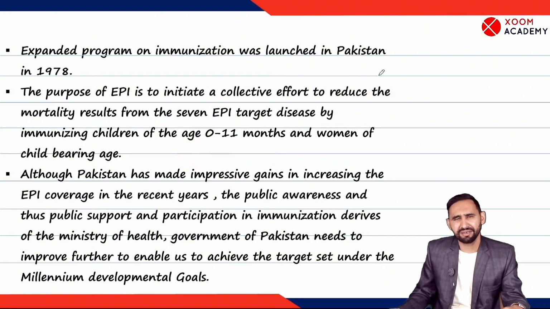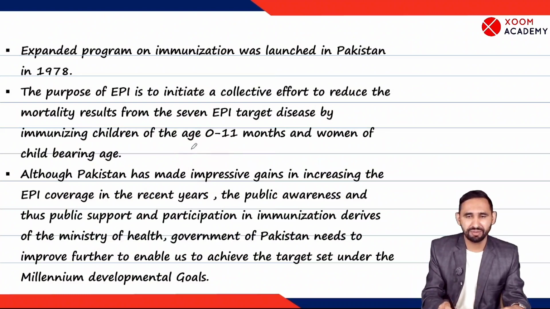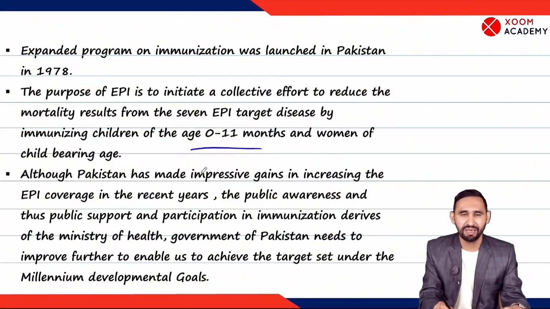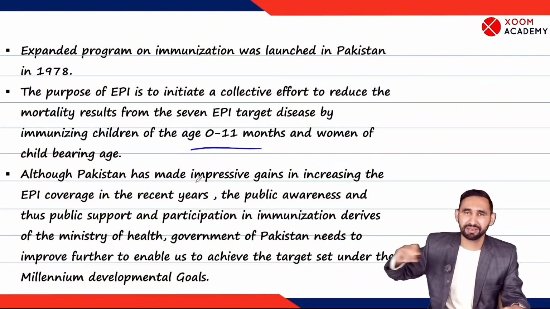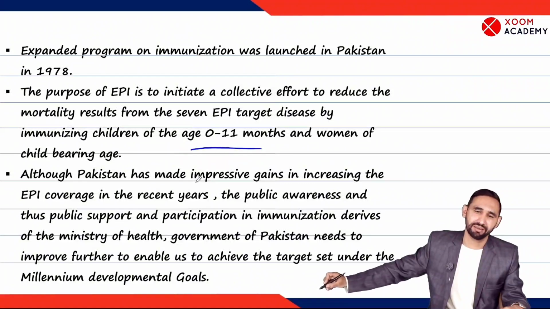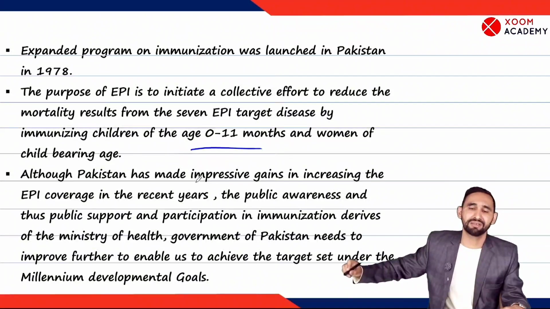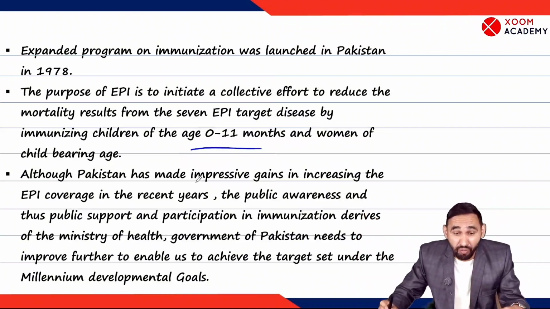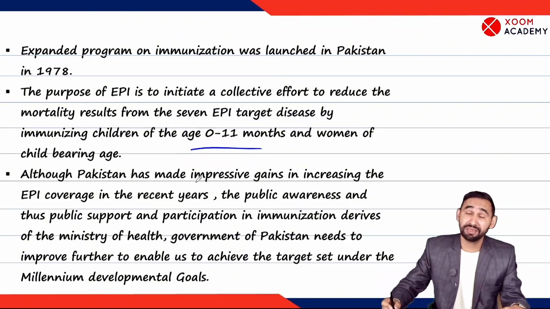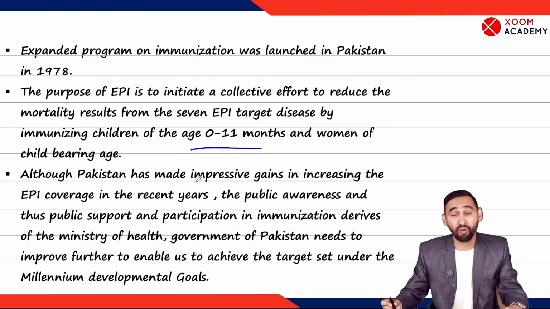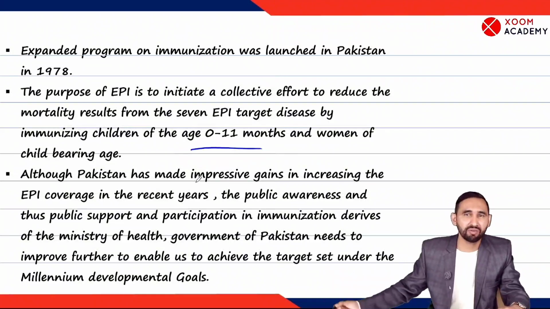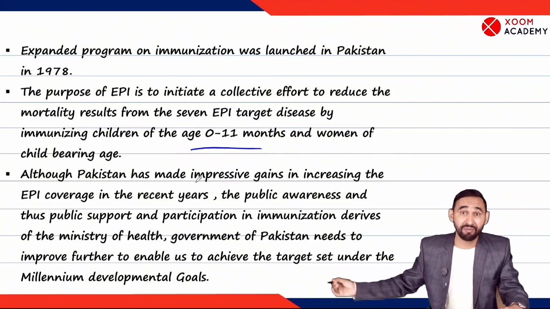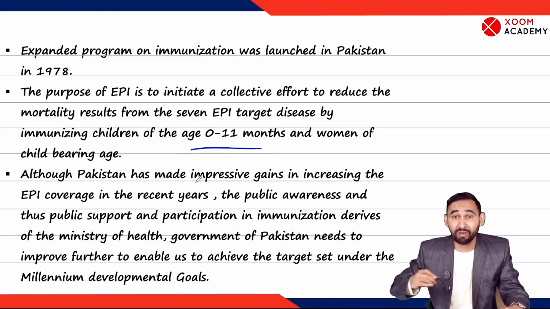In Pakistan, EPI was started in 1978 and vaccination was done from age of 0 to 11 months and women of childbearing age. Pakistan has made impressive gains. Pakistan has increased the coverage of EPI and the number of vaccinations, but still there are various loopholes. We need to bridge these gaps. We still need to increase the coverage. There are certain problems which influence the coverage, like terrorism, lack of awareness, lack of education, myths, immunocompromised people.